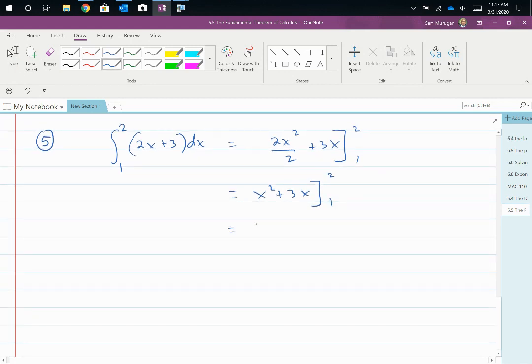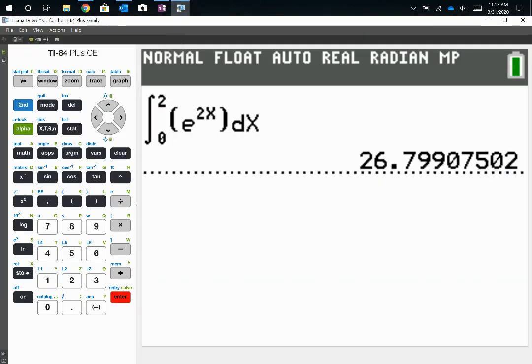So substituting 2 squared plus 6 minus 1 squared plus 3, which is equal to 10 minus 4 or 6. Let's put that in our calculator and check it.